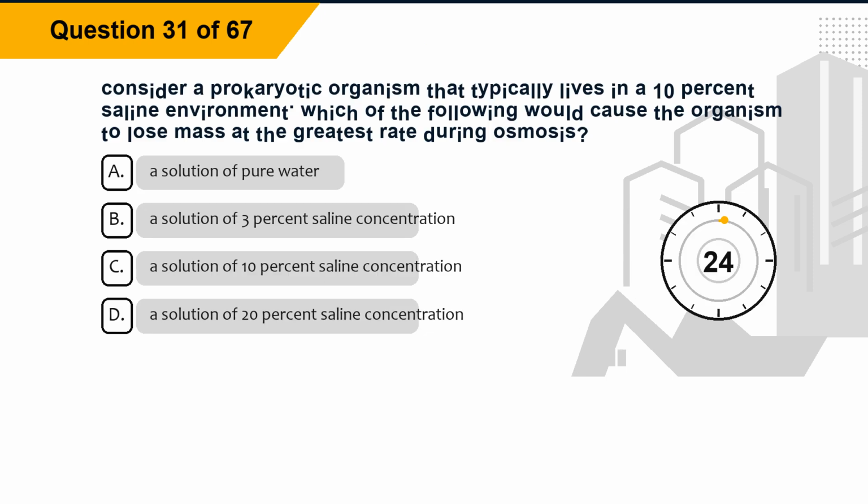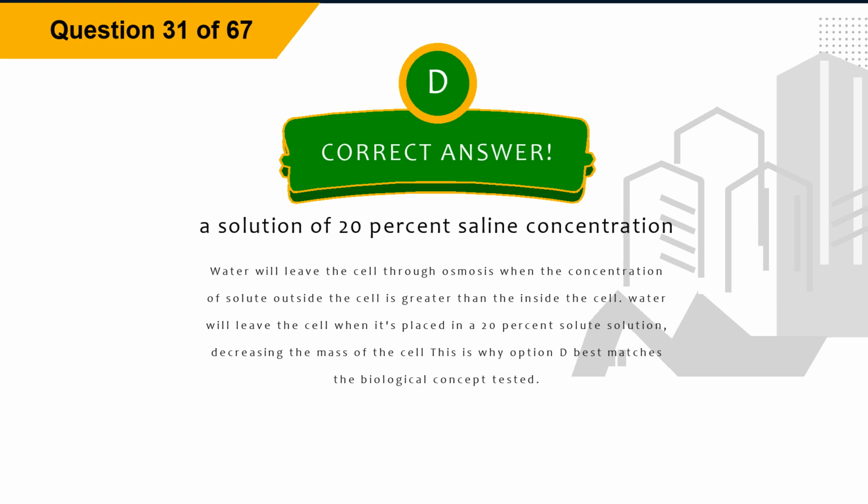Question 31. Consider a prokaryotic organism that typically lives in a 10% saline environment. Which of the following would cause the organism to lose mass at the greatest rate during osmosis? Option A, a solution of pure water. Option B, a solution of 3% saline concentration. Option C, a solution of 10% saline concentration. Option D, a solution of 20% saline concentration. The correct answer is option D, a solution of 20% saline concentration.